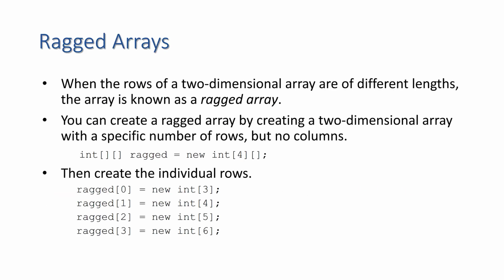Not all rows of a two-dimensional array must have the same length. When each row in a two-dimensional array has a different number of columns, the array is known as a ragged array. Ragged arrays can be created by defining a two-dimensional array with a set number of rows but no columns. Then each second dimension can be created individually.